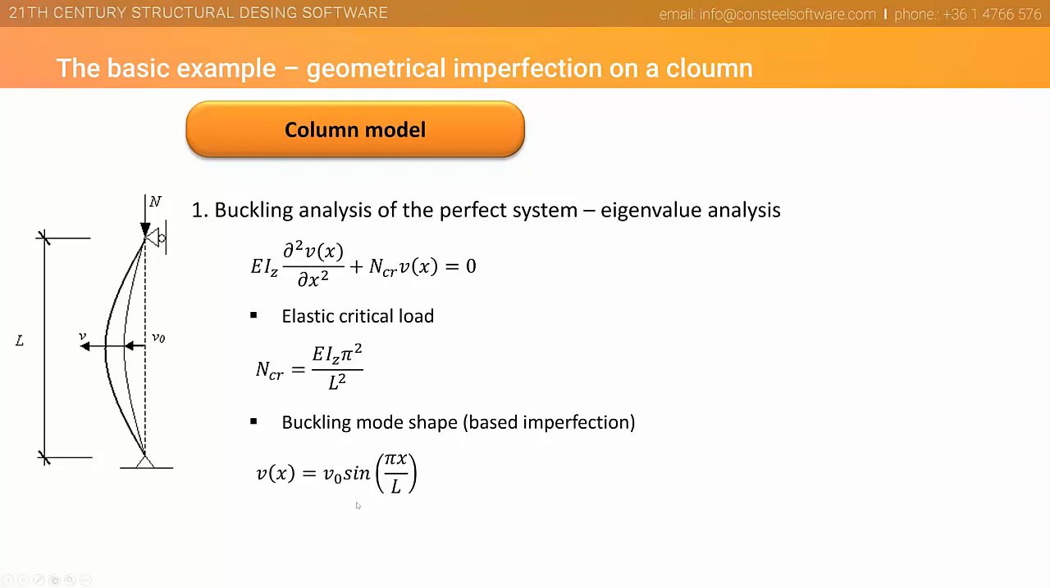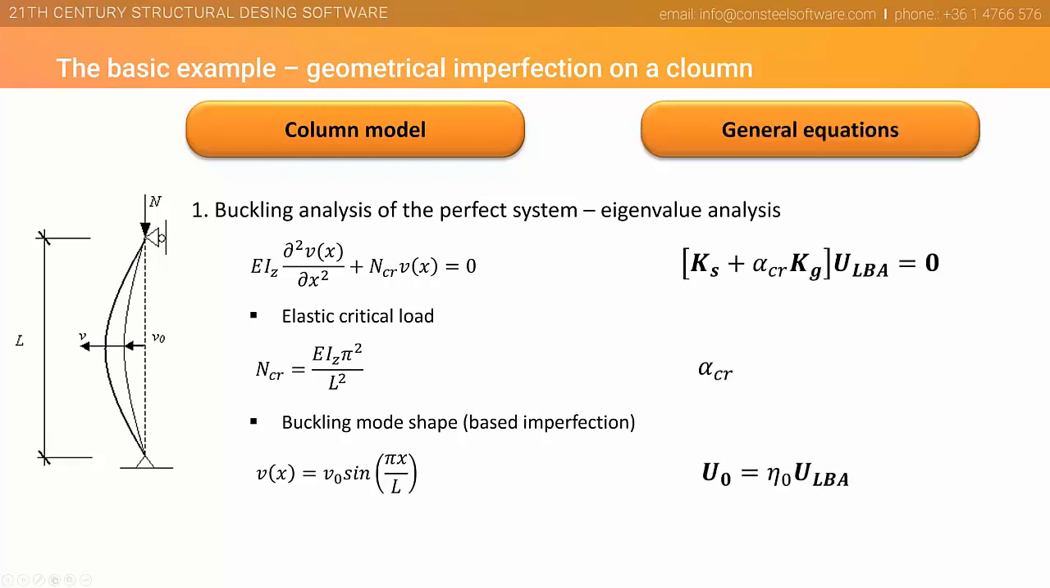These equations and these shapes can be generalized to any kind of system which can be described by finite element methodology. And the equation at the critical stage is generalized as an eigenvalue analysis equation. Here we have the elastic first order stiffness Ks, then the geometric second order stiffness Kg.